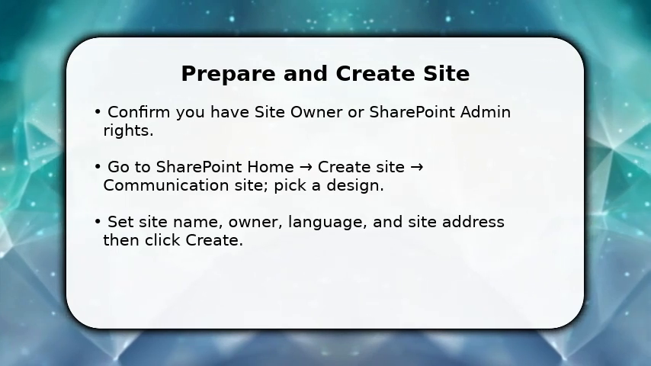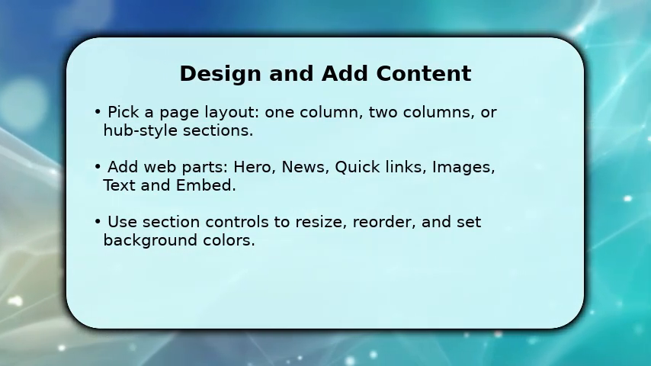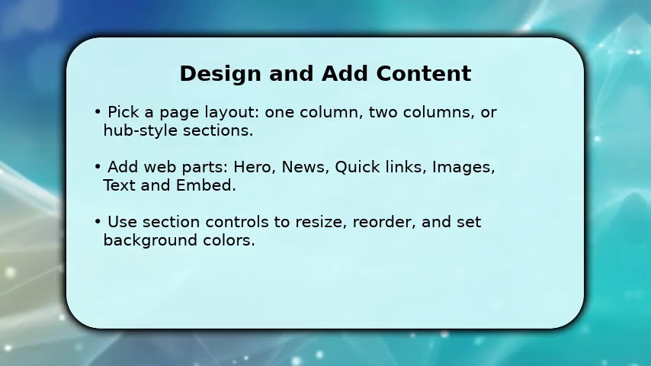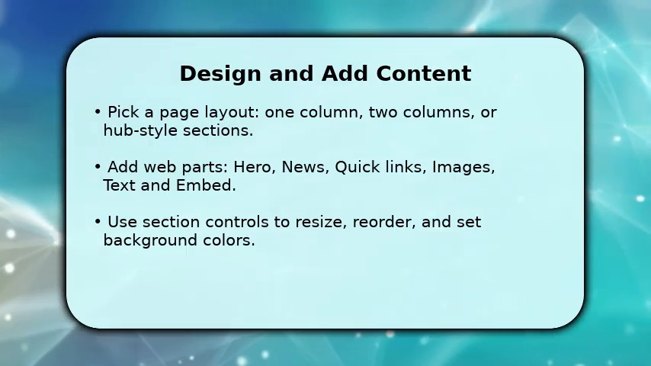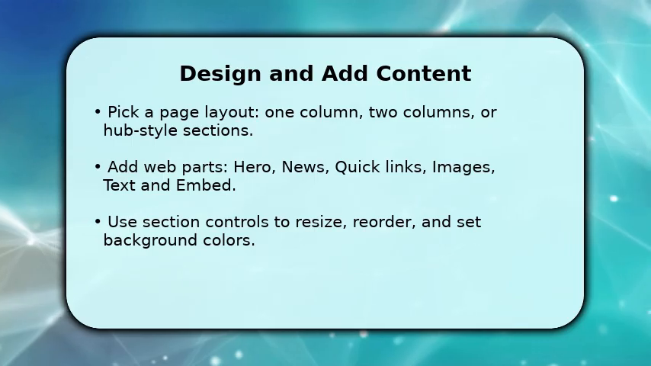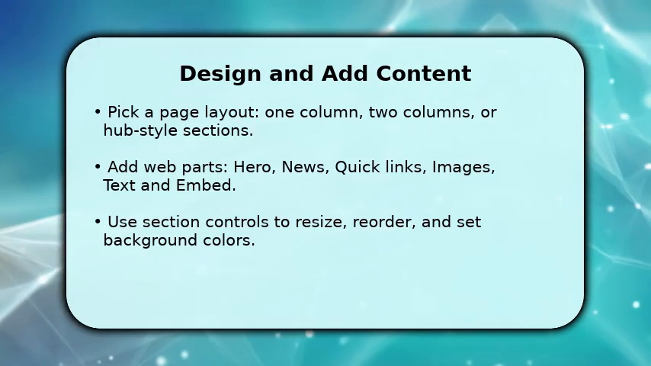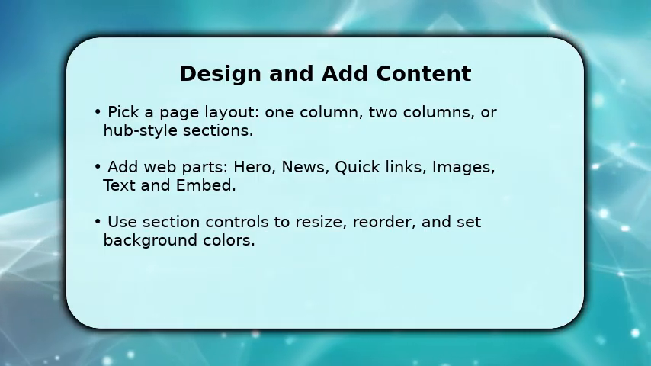Once the site exists, start designing pages by choosing a layout, 1 column for focus, 2 or 3 columns for modular content. Add web parts like Hero for visual focus, News for announcements, Quick Links for navigation, and Image/Text for context. This is where you build user journeys. Make sure to use section controls to resize, reorder, and set backgrounds so the flow is clear.